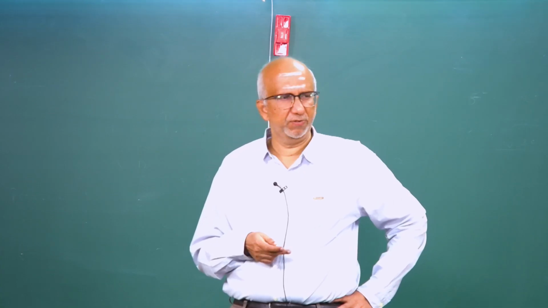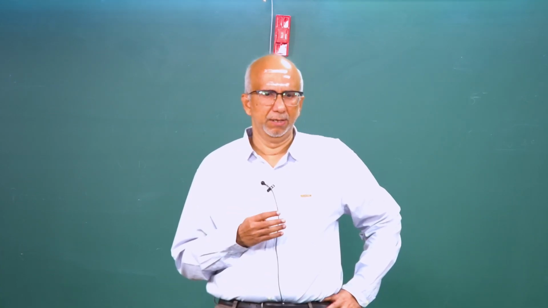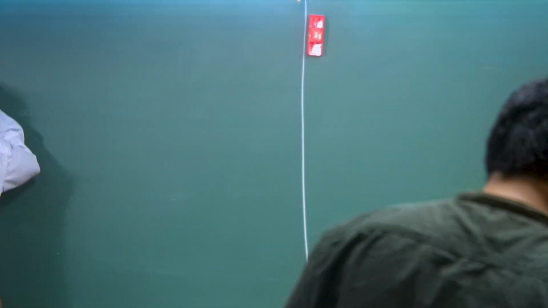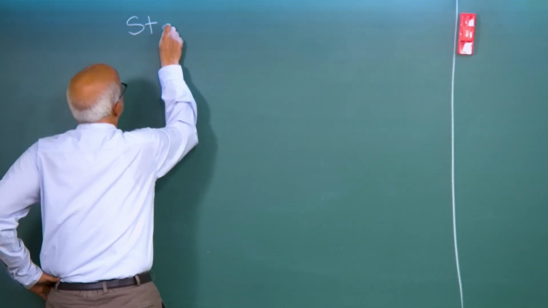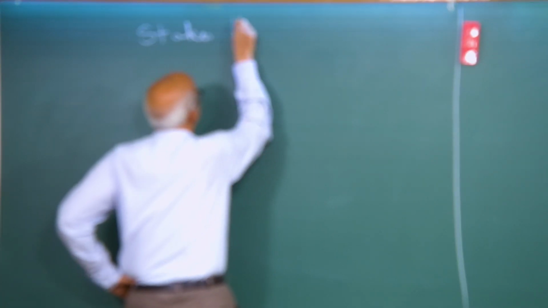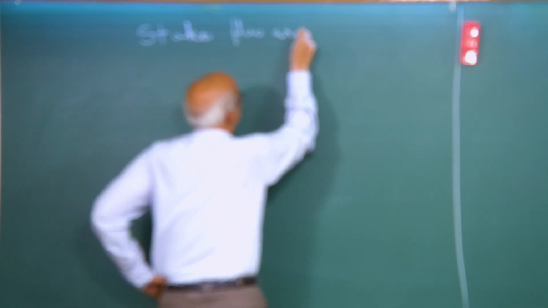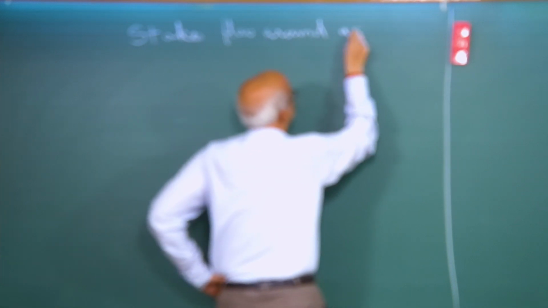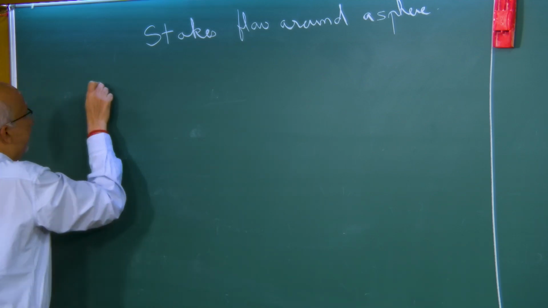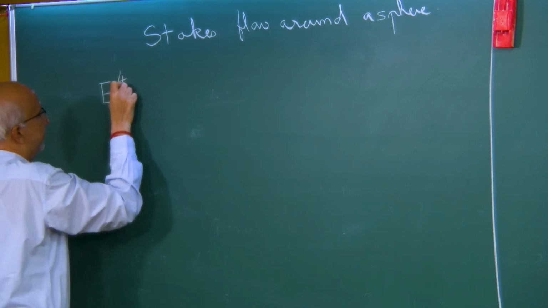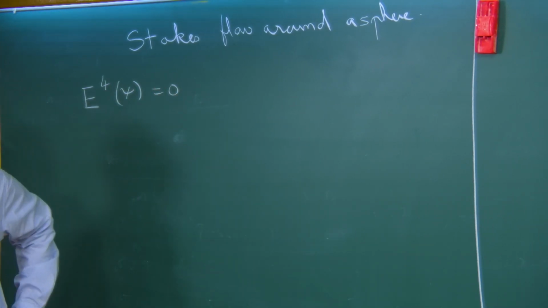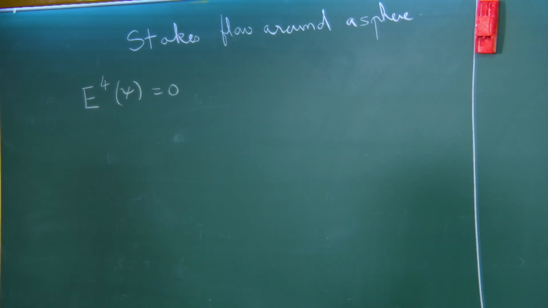So now we were deriving the equations, and the equations that we had is basically Stokes flow around a sphere, and we have this equation to solve, in the creeping flow limit.